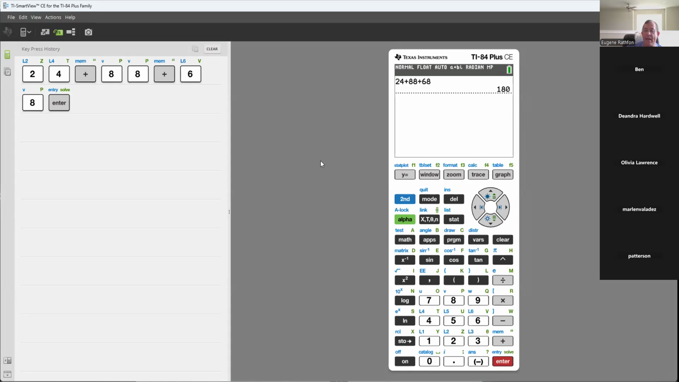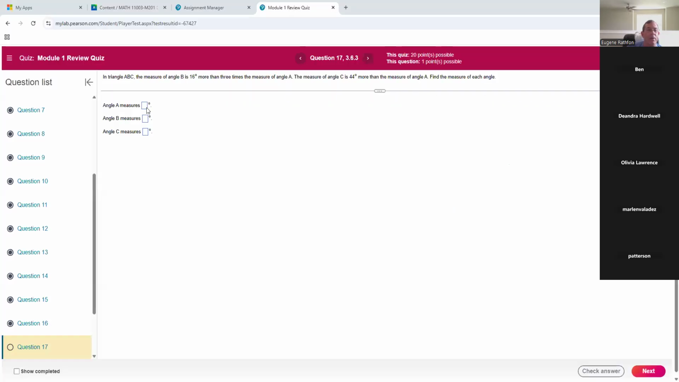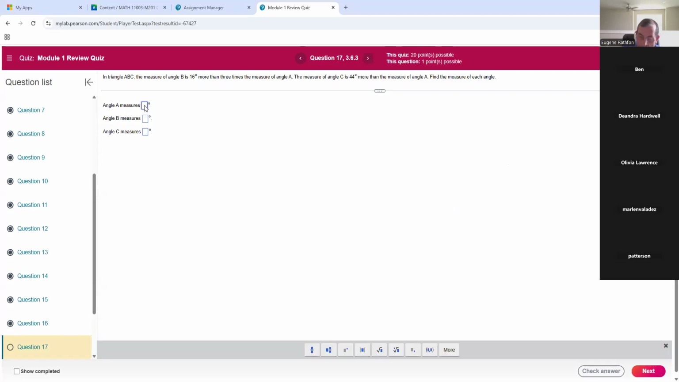All right, so Math Lab was a little picky. It wanted each angle. So A, we said, was 24. B, we said, was 88. And then C was 68. Throw them three in there and hit next.